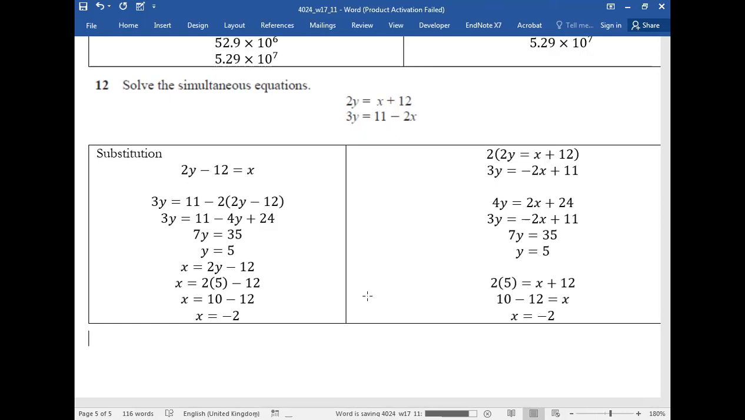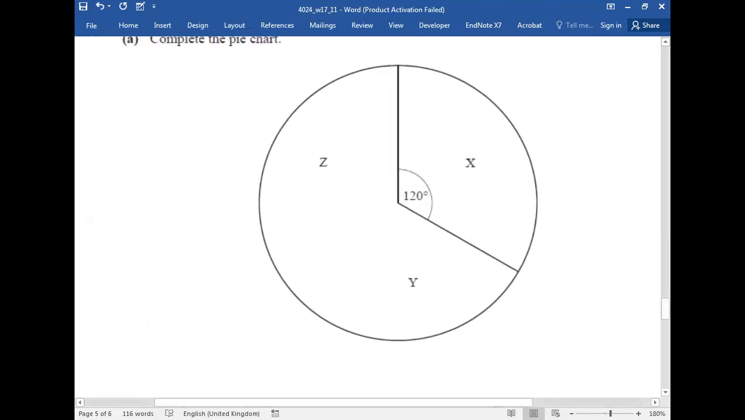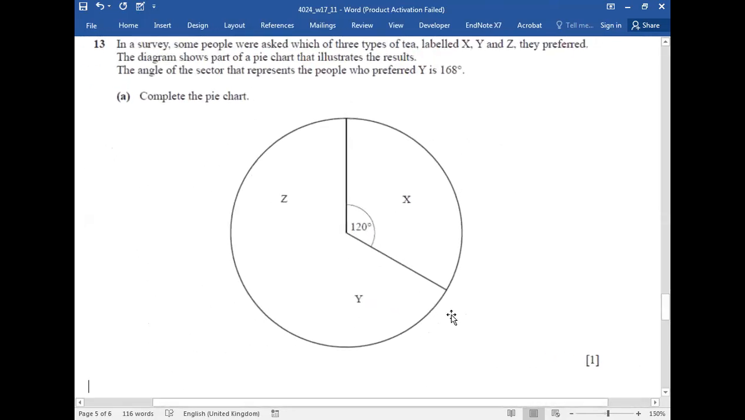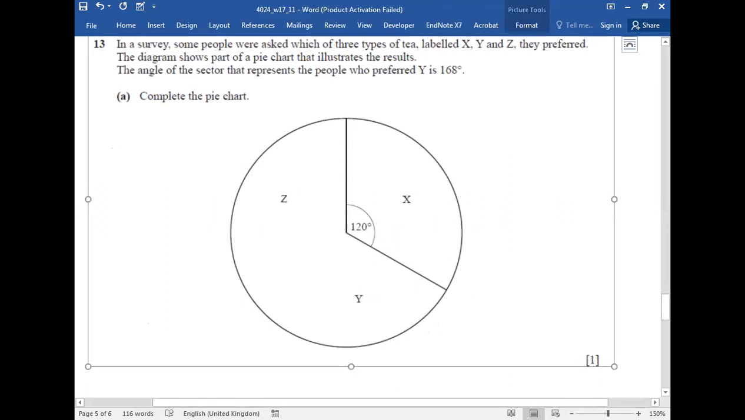Do not treat it as an option. Okay, this part is about a pie chart. Read the question first.